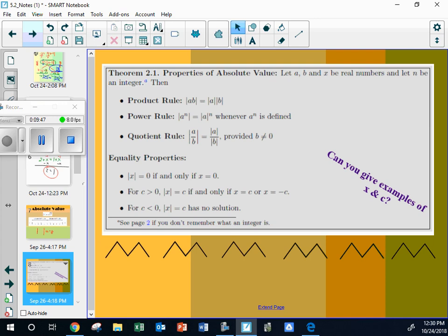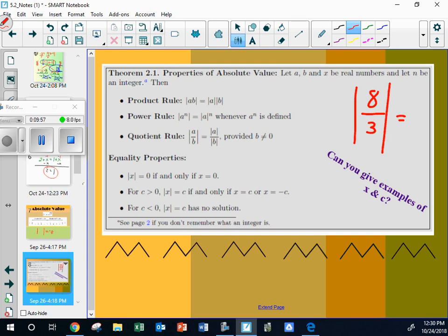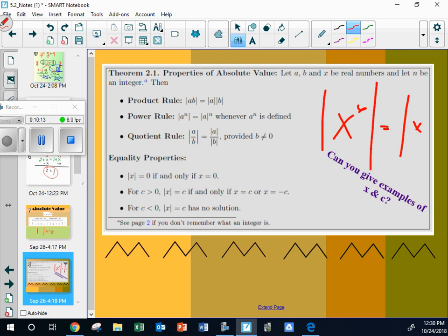This is a list of things that are true about absolute values. I'll give you some highlights. For instance, if I had the absolute value of 8/3, you could break that up into the absolute value of 8 over the absolute value of 3. It's not a big shocker. One that's a little weirder is if you had the absolute value of x to the 6th, and then you wanted to take the power outside, you could. It'd be the same.